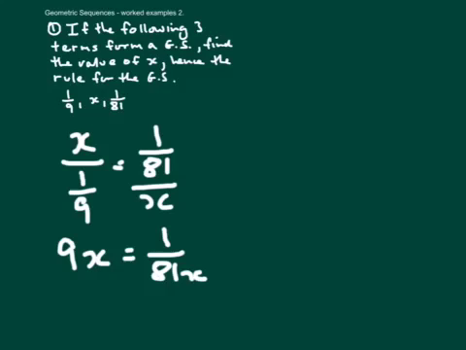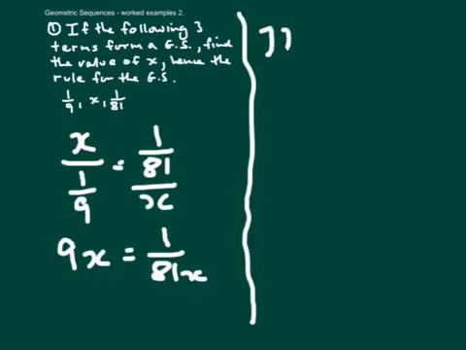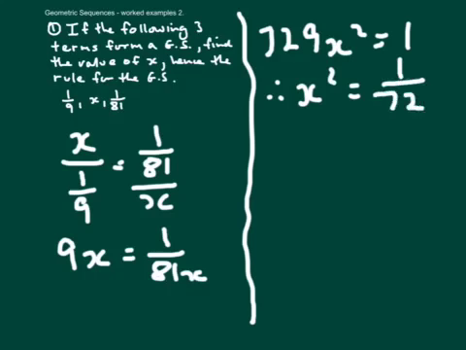Now there's a couple of ways of solving for x from here, but probably what would make most sense is to multiply both sides by 81x. That'll get rid of that, and we can do that as long as we multiply that by 81x. And when you do that, you're going to find that 729x squared is equal to 1. Then we'd simply divide both sides by 729, like so. And then we're going to take the square root of both sides.